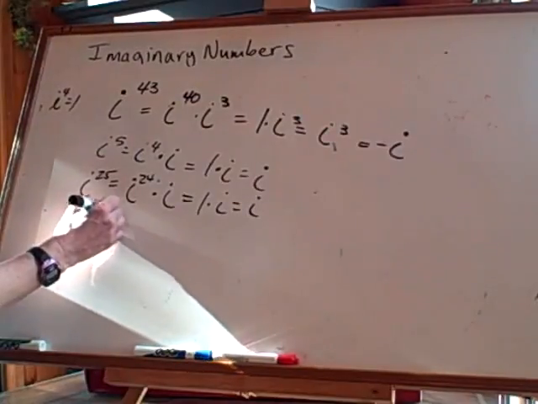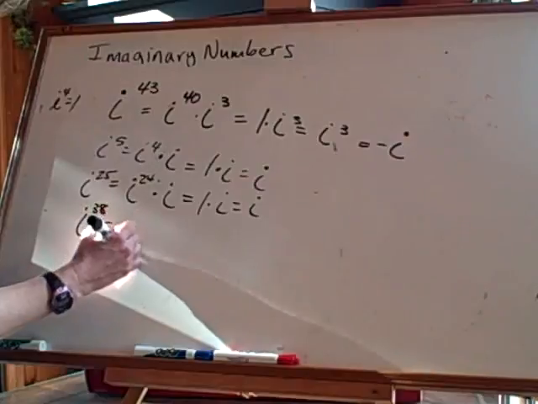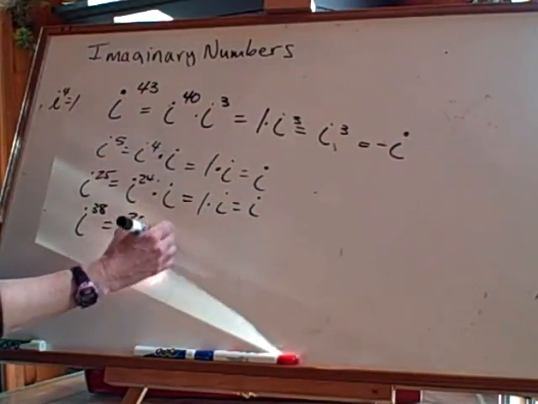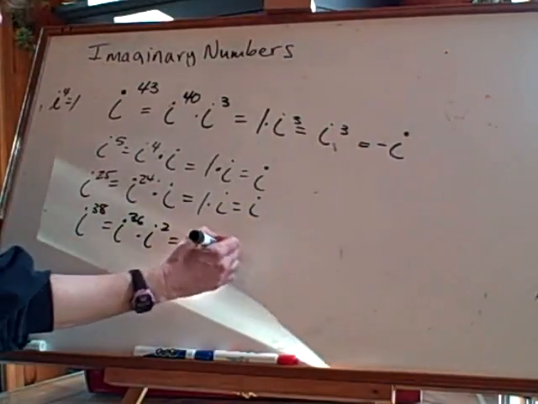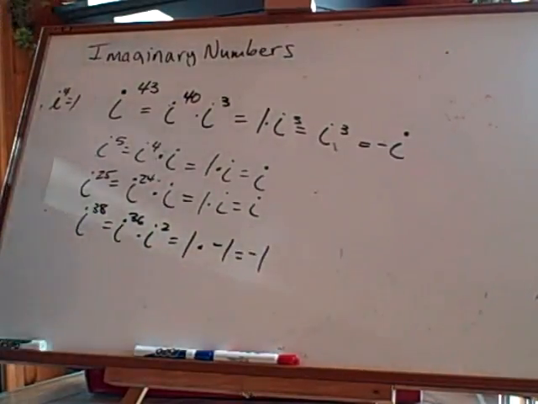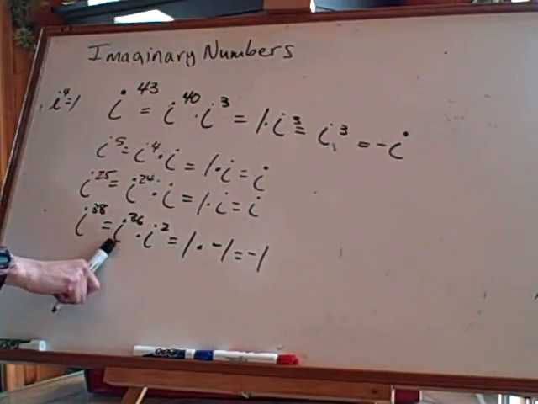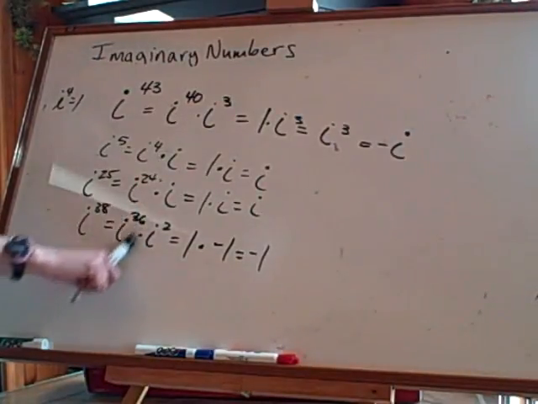i to the 38th. What power would this be? I had i to the 36 times i squared. i squared, which would be negative 1. So 1 times negative 1, which is negative 1. Are you seeing how this goes? Okay, i to the 36. 36 is a multiple of 4. So this whole thing is 1.